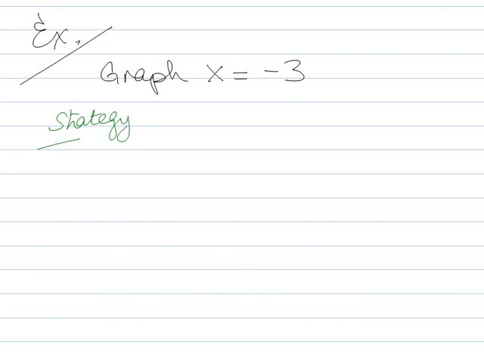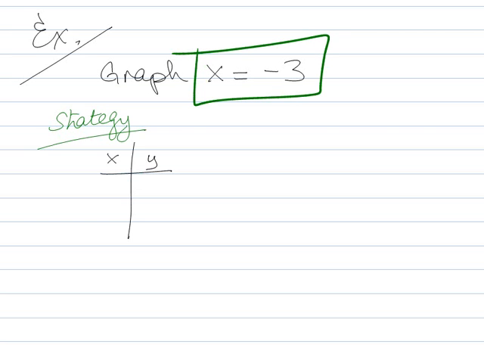Yay! That was fun. Let's do another one. Let's try something similar but different. Let's graph x equals -3. We're going to only use that first strategy, the table. Let's say we've got x and y. What do all of our x values have to be for this one? What is x equal to here? x is equal to negative 3.